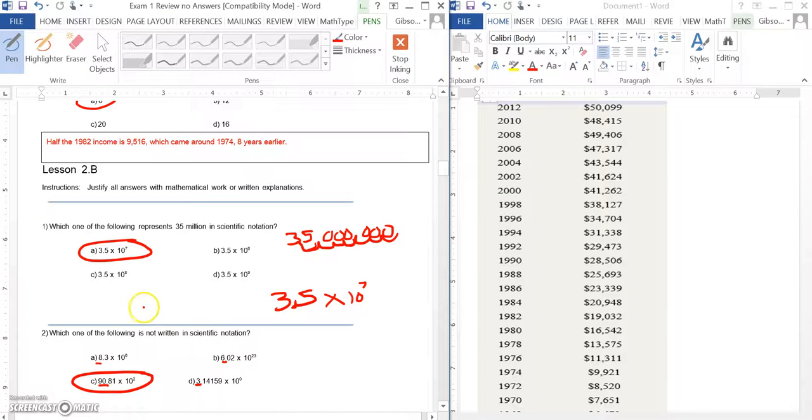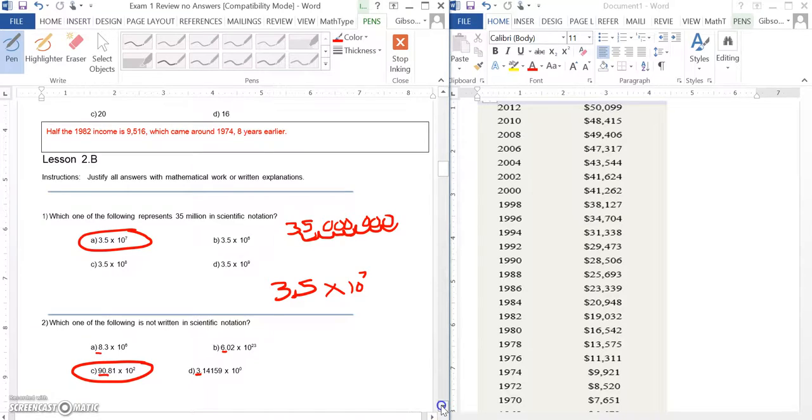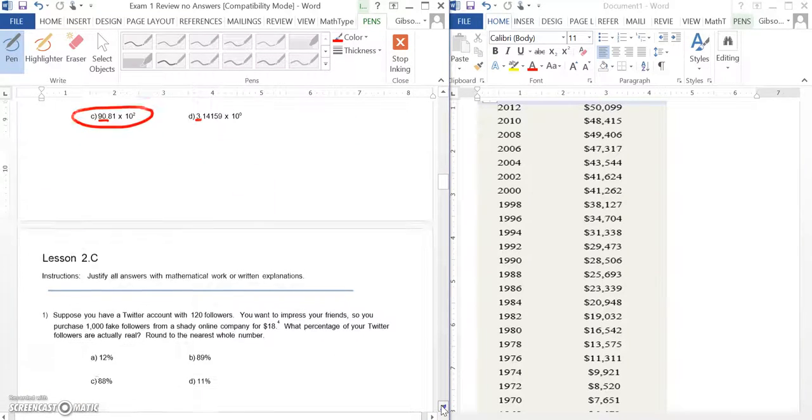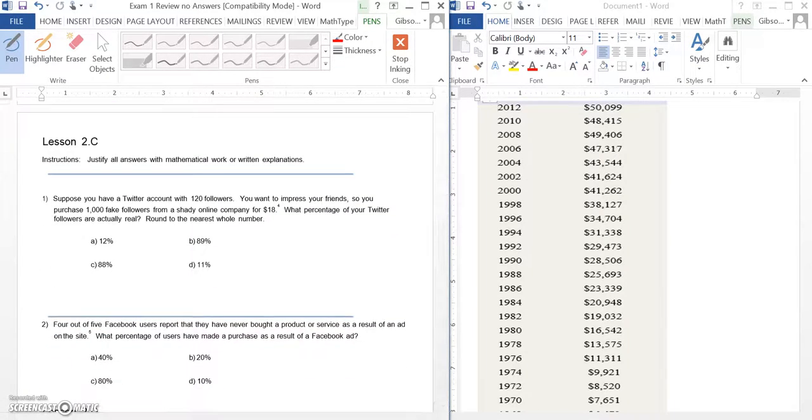One other thing to clarify on scientific notation, in addition to what I said here, you must also have this value multiplied by 10 to some power in order to be scientific notation. So now we go here to lesson 2C. Now with lesson 2C, it has the same instructions as the previous lesson, but we're going to go through this.